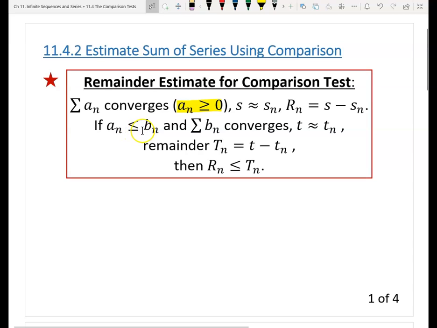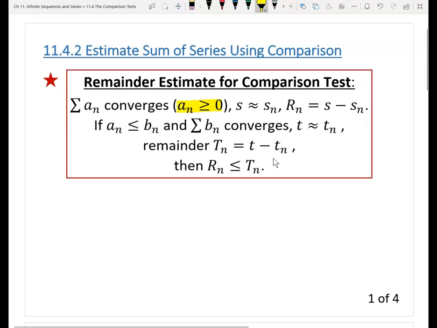And if in our question we use a comparison test, which means we have another convergent series, we call it B. Can you see? B is the larger one, right? A is the smaller one. If B converges, A should be convergent, right? So let me look at the bigger series, B. T is the sum of the series B. Tn is the partial sum for B, and therefore the same. We have a remainder for the B series, which is the difference between the sum and the partial sum. And finally we have these big results.